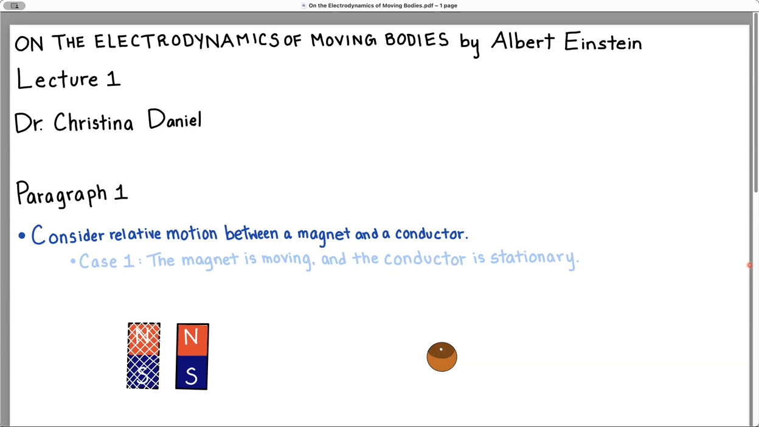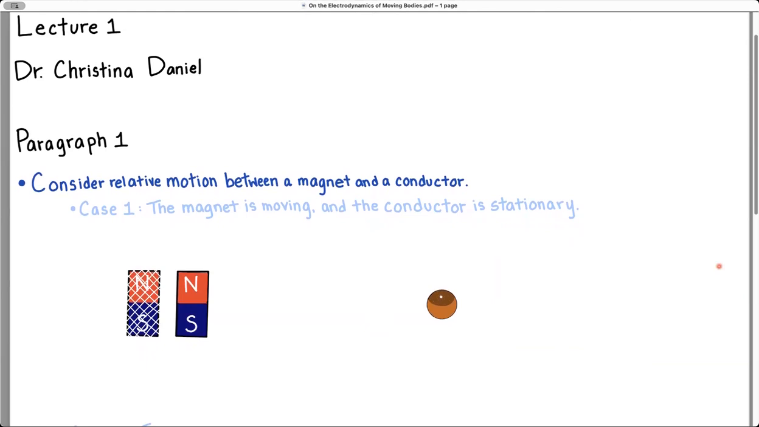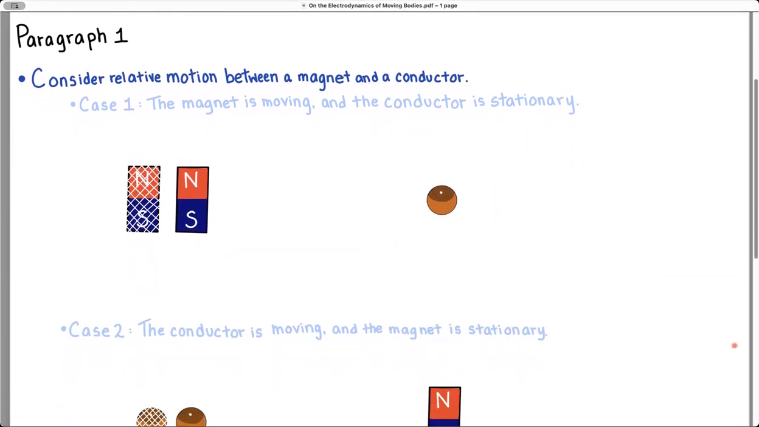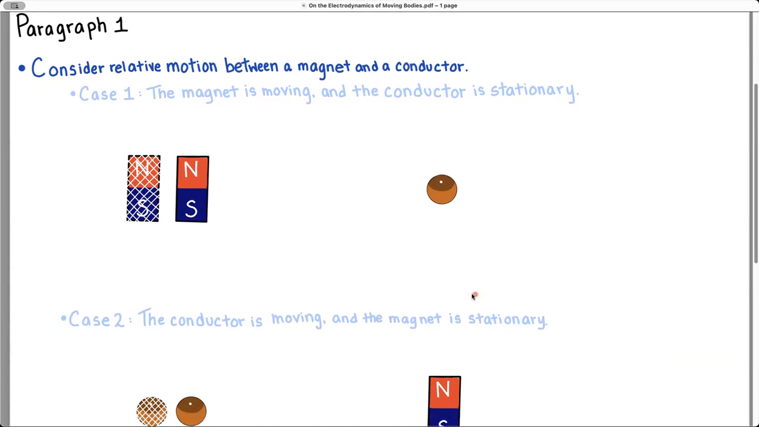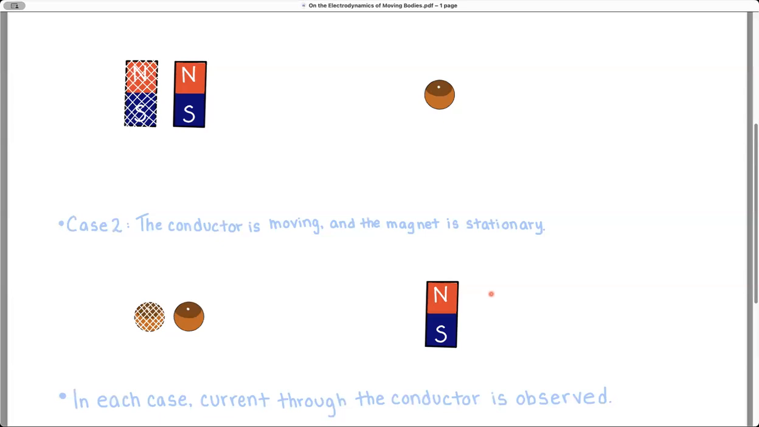We have two objects, a conductor and a magnet. So there are two ways or cases for this relative motion to occur. The first case is that the magnet is moving and the conductor is stationary. And the second case is that the conductor is moving and the magnet is stationary. I have attempted to illustrate movement by drawing white lines.